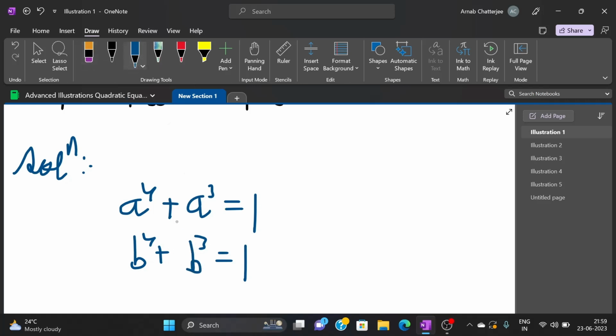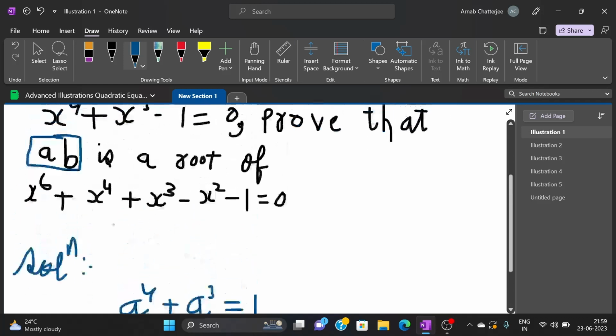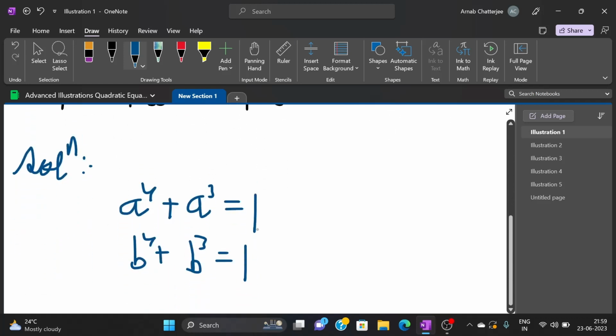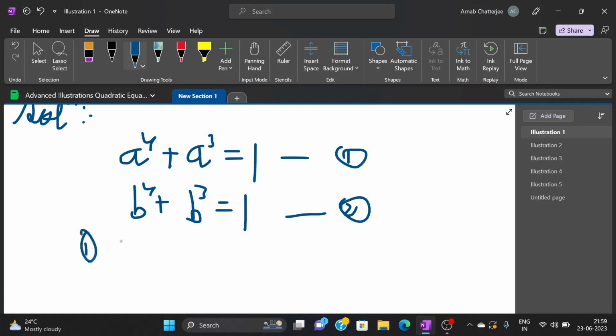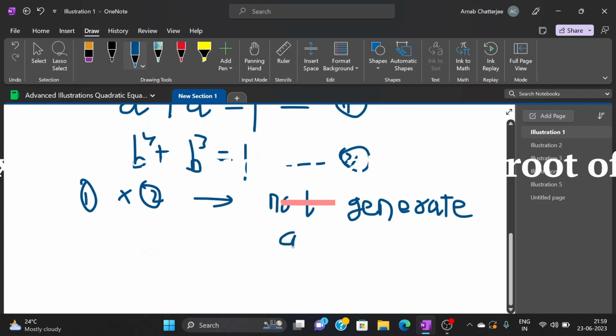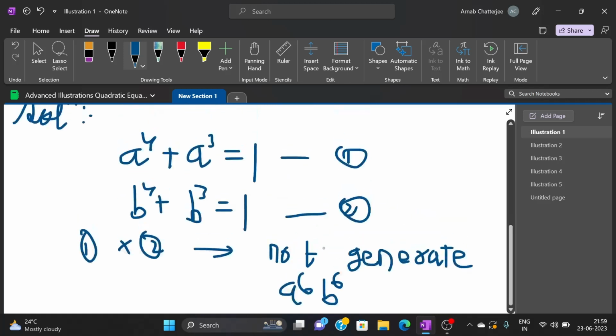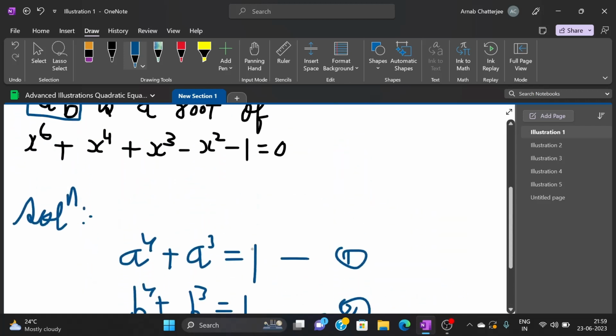But there are many problems with this approach. The first problem in itself is that this will not generate a to the power 6 into b to the power 6. Let's say if you start by 1 into 2, then you will not be able to generate a to the power 6 into b to the power 6. Now since we will not be able to generate a to the power 6 times b to the power 6, it looks a dubious move.